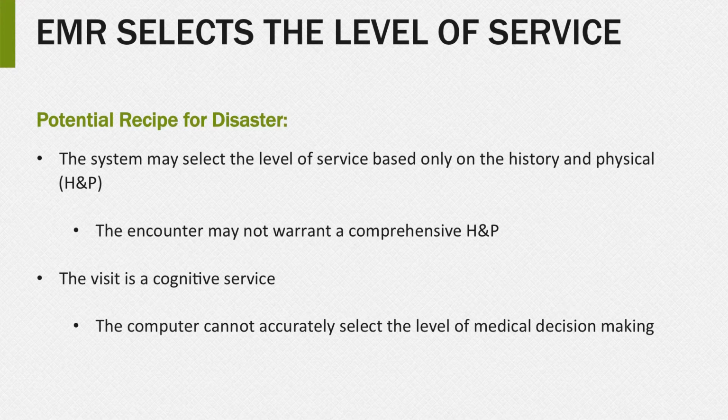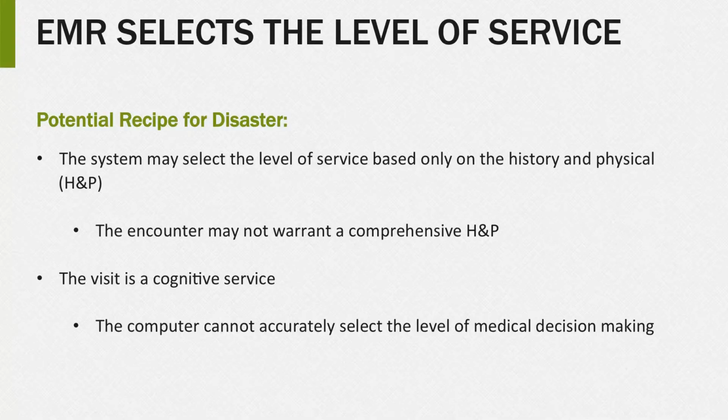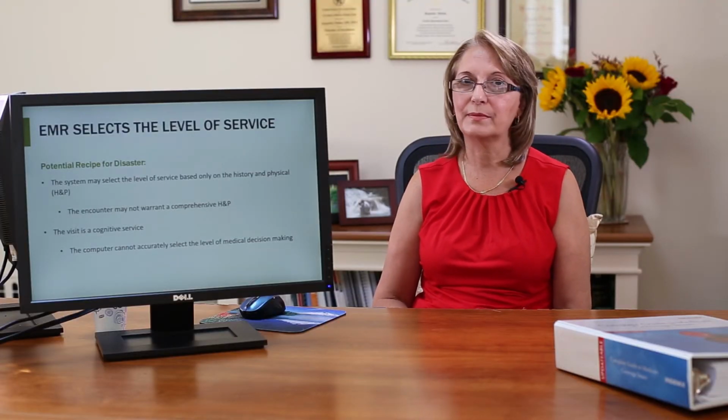Having your system prompt you to the level of service can also be a potential recipe for disaster. In an audit situation, it comes down to medical necessity for the visit and not the volume of documentation. So in cases where your computer is selecting the level of service based upon the history and physical exam, keep in mind it will come down to the medical necessity, and therefore the computer selection may not always be correct. In an auditing situation, telling the administrative law judge the computer did it, not me, will not help you. You are the one who is responsible for the services that are ultimately billed.